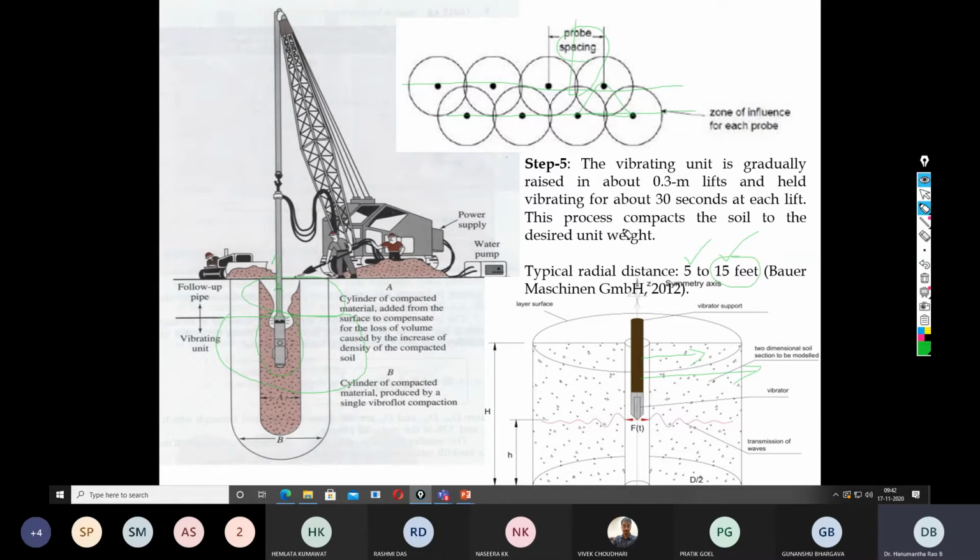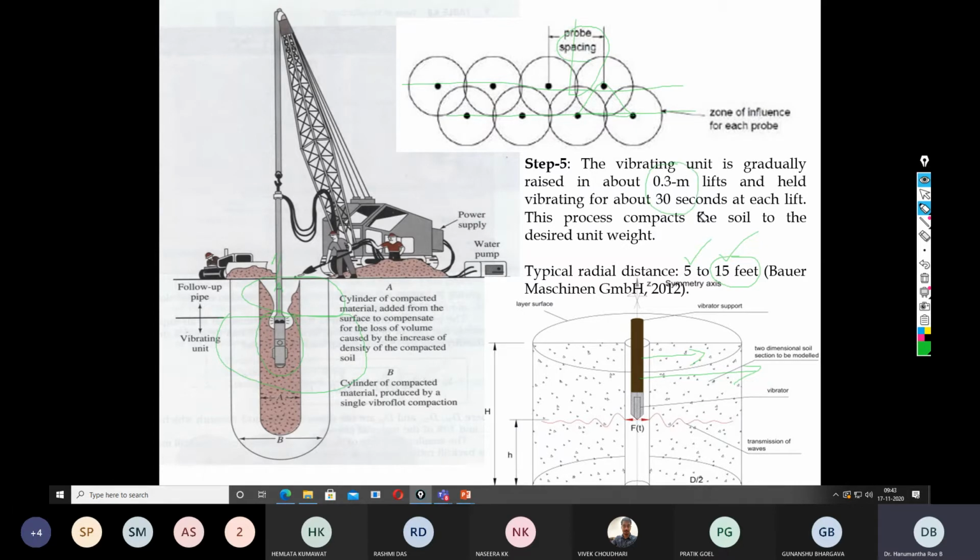So usually a lift of 0.3 meter, so 300 millimeter, is normally practiced, and the vibration energy is applied for about 30 seconds. So that will be good enough. But these are the typical values. So you need not confine yourself to only these values.